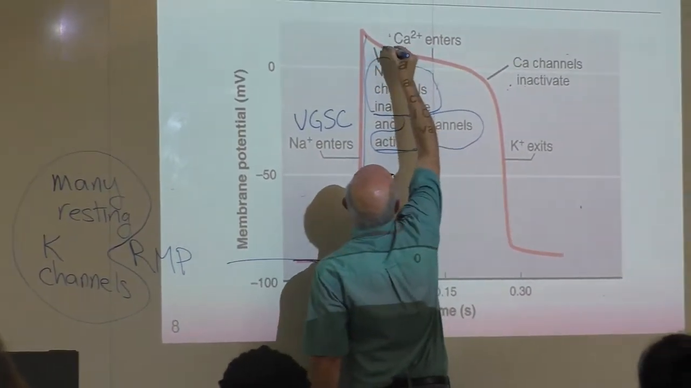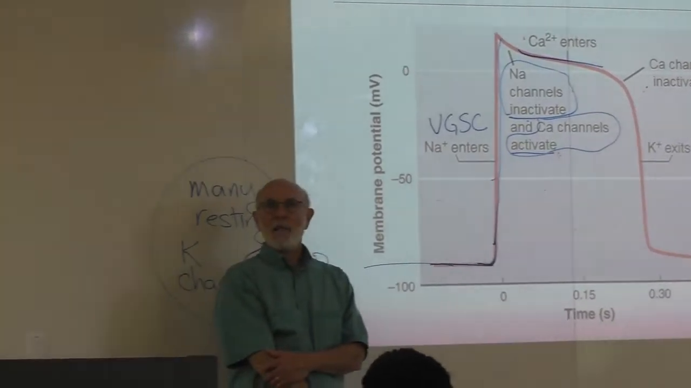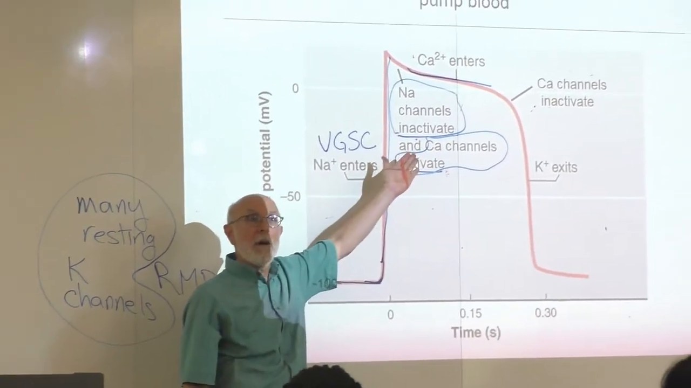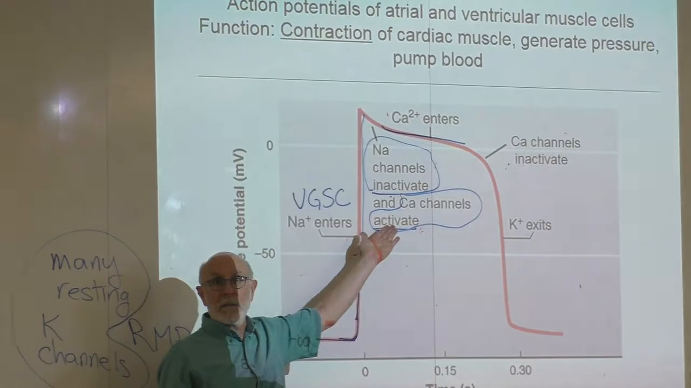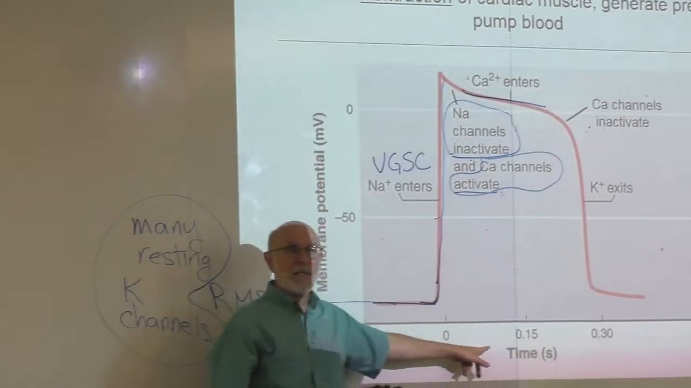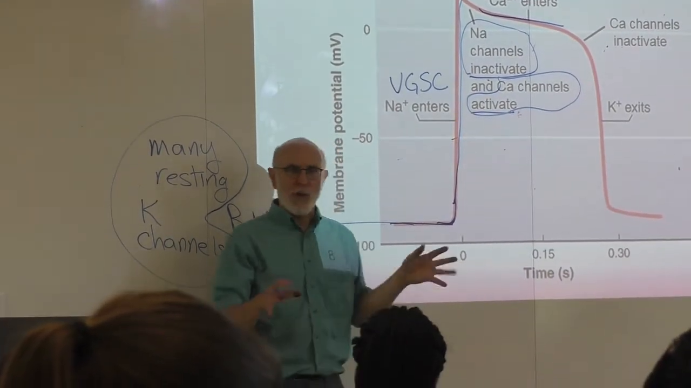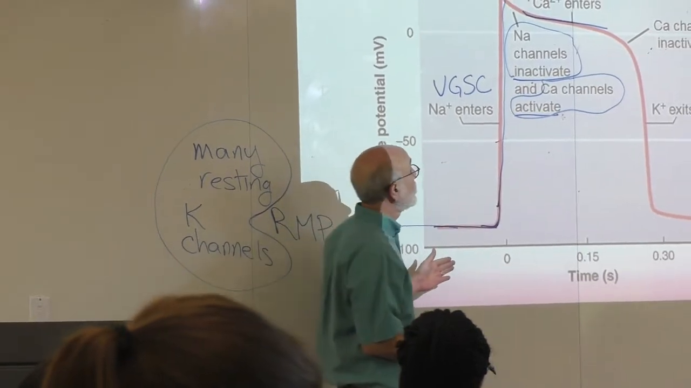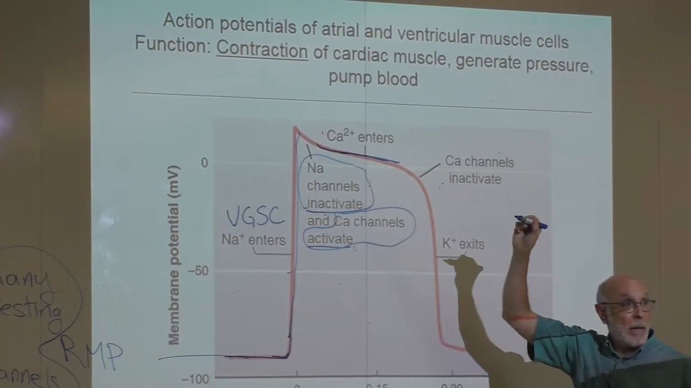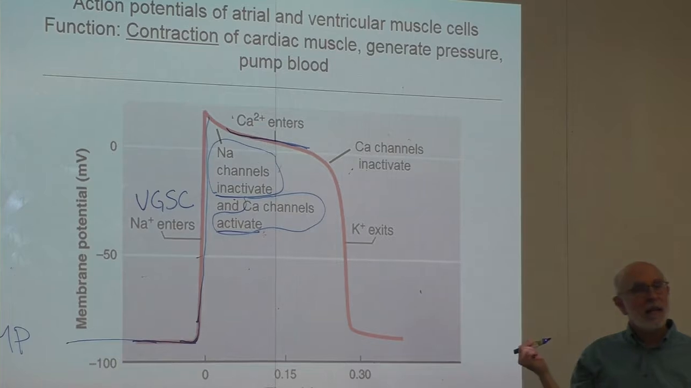The calcium channels are slow, so they stay open for a long time. And so we have a long time of calcium influx. This is 0.3 of a second, 300 milliseconds, sort of, on average. So calcium flows in. What's that going to do to this contractile cell?